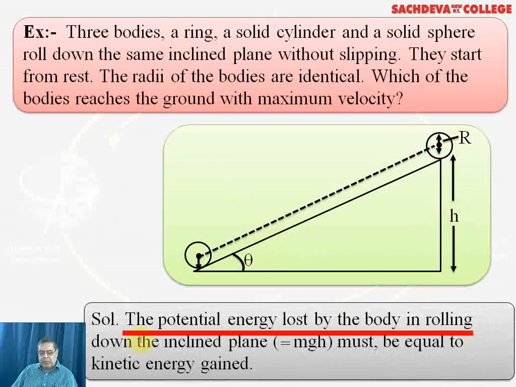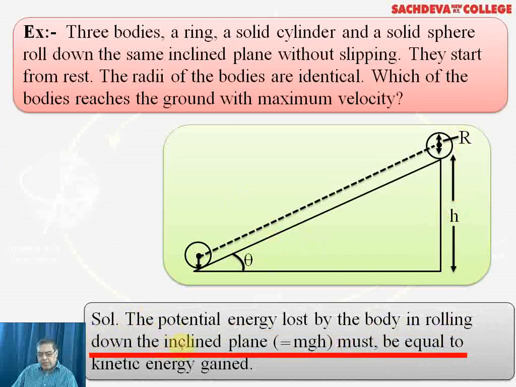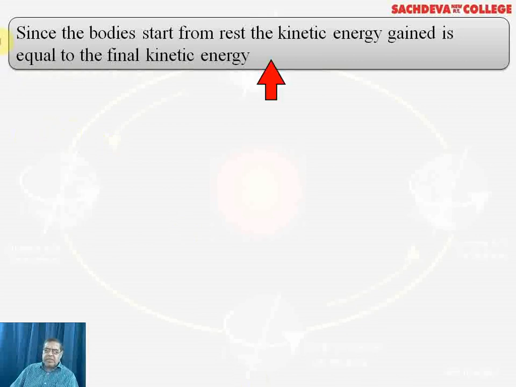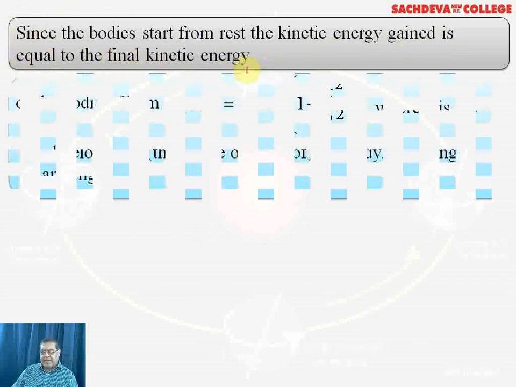Now, the potential energy lost by the body in rolling down the inclined plane. Whenever the body is rolling down, there is a loss in potential energy, that is, a loss in mgh, and whatever is the loss in mgh, the same will be the gain in kinetic energy, because total energy remains constant according to the law of conservation of energy. Since the bodies start from rest, the kinetic energy gained is equal to the final kinetic energy.